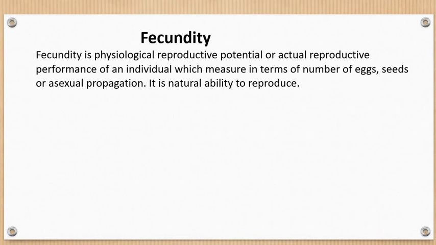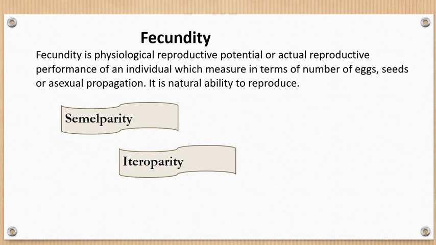So the pattern of fecundity is further divided into two main types, semelparity and iteroparity. So what is that? Semelparity and iteroparity are nothing but the patterns of division of fecundity. Fecundity is what? The maximum reproductive potential of an individual.